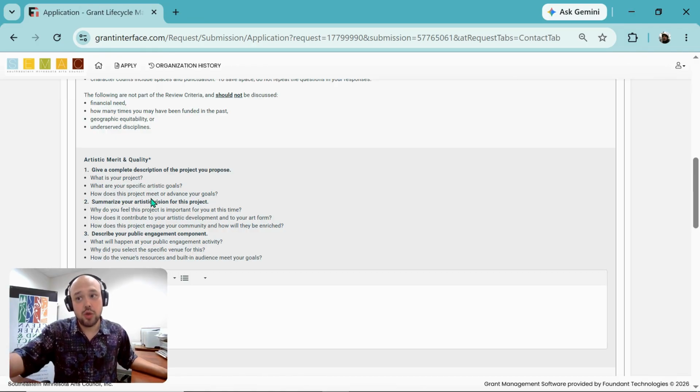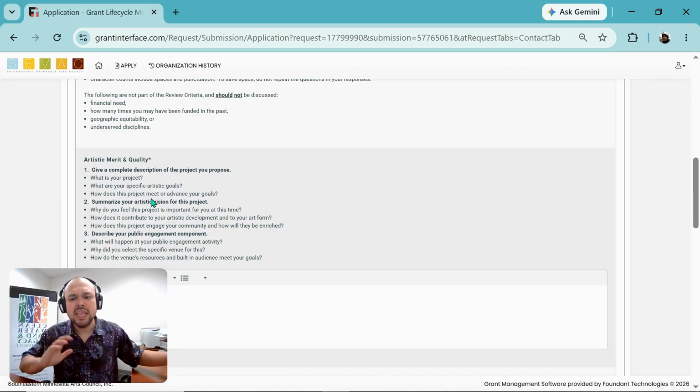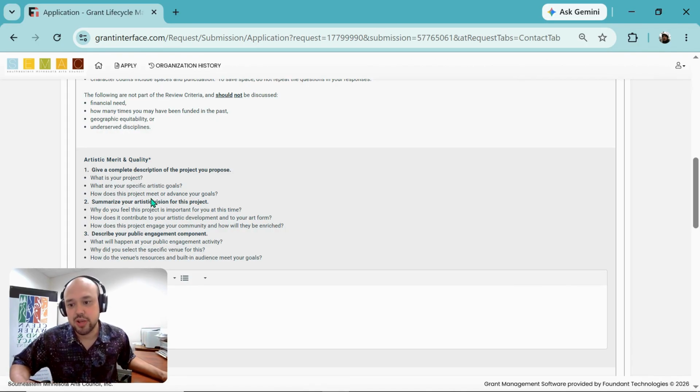They're looking at both the project and the person proposing it. As you respond to these questions, think about how the project fits into your larger creative journey. Why are you the right person to do this work? Why is this project important? Why is this project important right now? How does it help you grow, explore something new, deepen your practice, or take the next step in your artistic development? The strongest responses often help reviewers understand not only what the project is, but also why it matters to the person creating it.